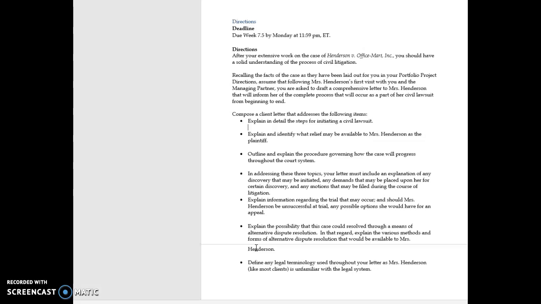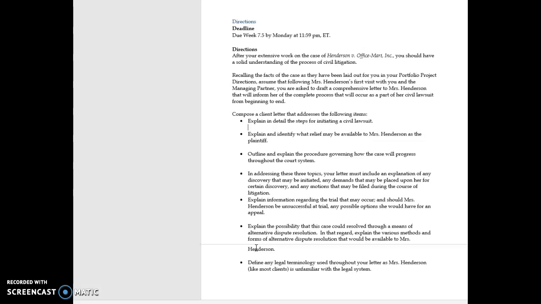So start with that. After that, you want to explain and identify the relief that could be available to Mrs. Henderson. And we know what this is. This is damages because she got hurt. So explain the type of damages she could possibly get, and you can go back to the fact pattern for that information.